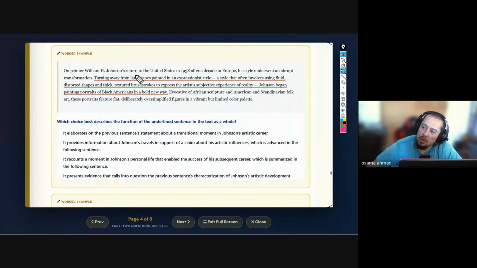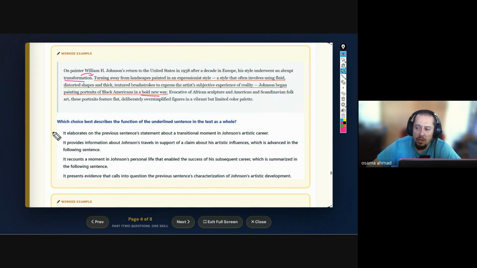On Painter Williams' return to the United States in 38 after a decade in Europe, his style underwent a transformation. Look at the next sentence. Turning away from landscapes painted in an expressionist style, Johnson began painting portraits of Black Americans in a bold way. That's the transformation. And then look at the last sentence. Evocative of African sculpture and American Scandinavian folk art, these portraits feature flat, deliberately oversimplified figures in a vibrant but limited color palette. So it tells us how it changed, a description of the art.